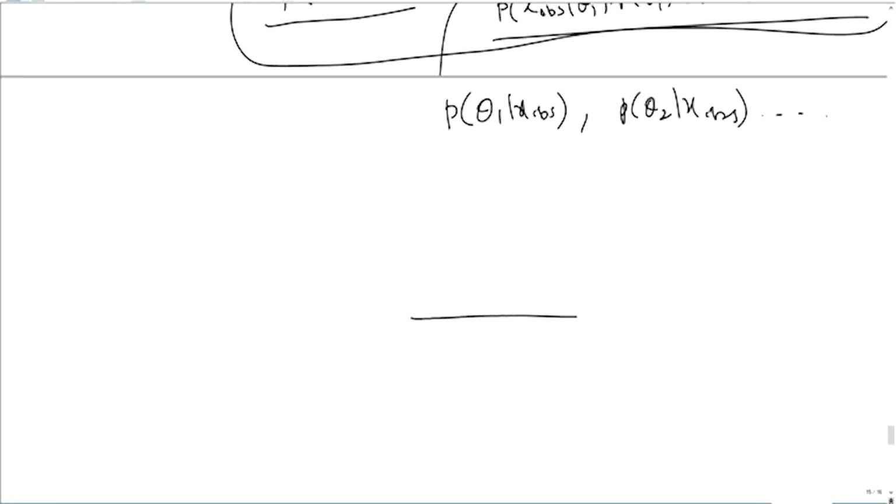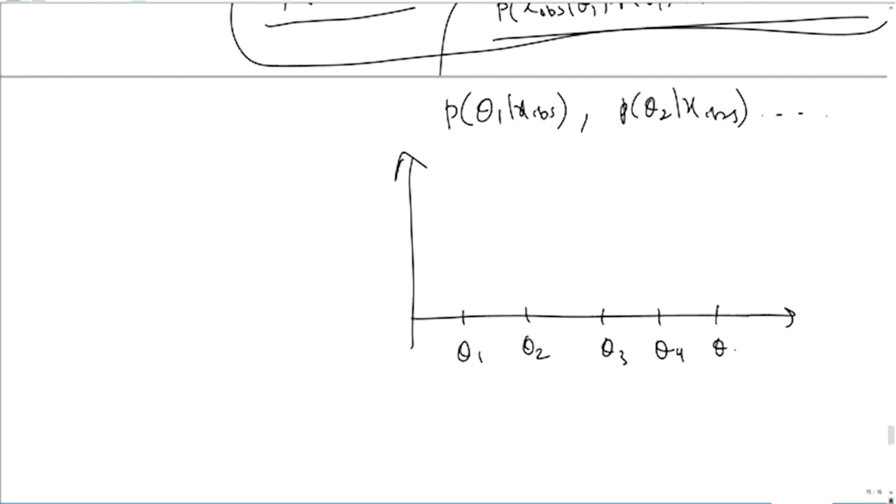Once you have all these, p(theta 1 | x obs), p(theta 2 | x obs), all these posterior densities, you can draw a graph where let's say you have these 5 values of theta on the x axis, theta 1, theta 2, theta 3, theta 4, theta 5, and the densities on the y axis. So p(theta | x obs), whatever posterior density you get, and let's say the posterior densities are like these.